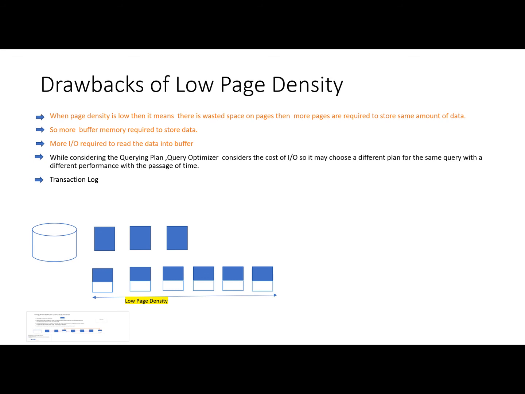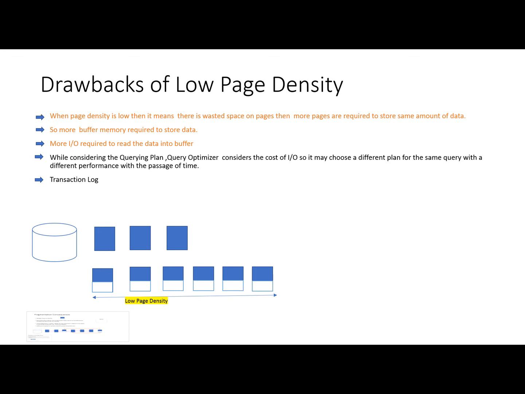And when the cost is increased, the query cost is increased. It means the query planner, or the query optimizer, when executing the query plan, may choose a different plan, because one of the factors to choose the query plan is the cost of input output. So the cost of input output is increased, and the optimizer may choose a different plan than when we first executed the query.